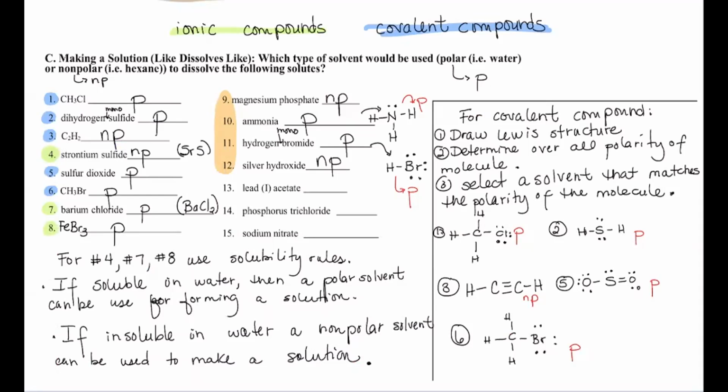For molecular compounds in this question, as you can see here, we need to draw the Lewis structure, determine the overall polarity, and then select the solvent that matches the polarity. So those are the two instances.